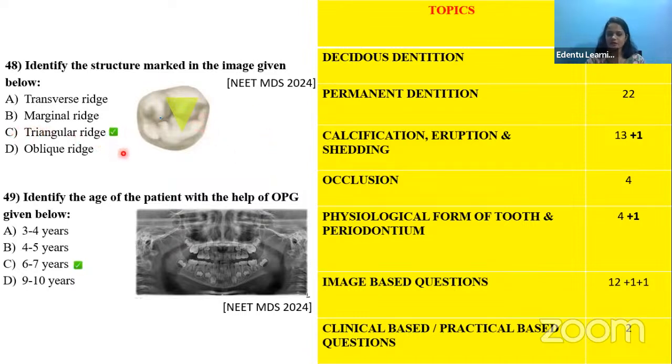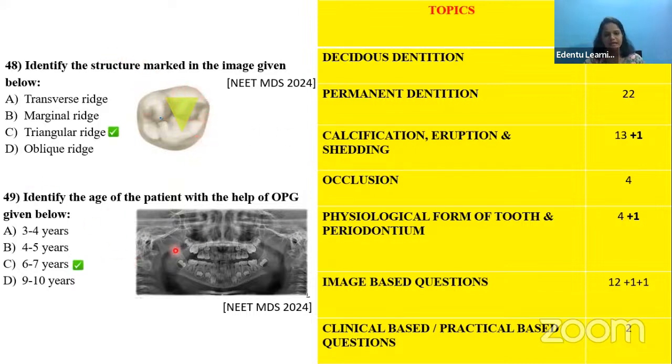Okay, it is a triangular ridge. Be careful while identifying the triangular ridge and the transverse ridge. Because the triangular ridge extends from the cusp tip till the center of the molar. A transverse ridge means the union of two triangular ridges. That is called a transverse ridge. So here they are mainly focusing on the triangular ridge alone.